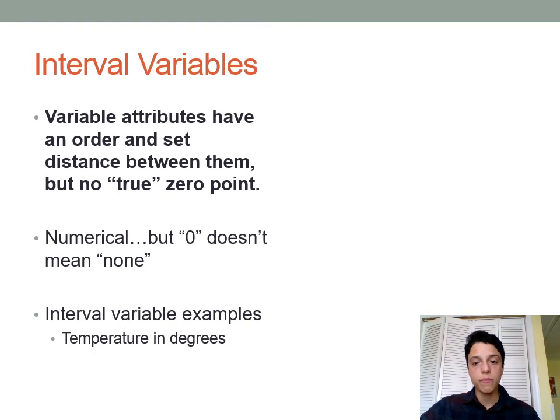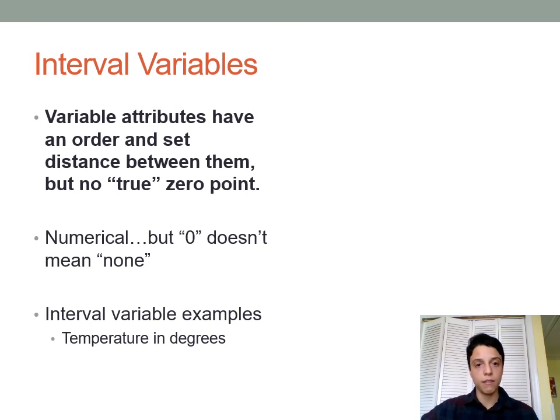So as an example, temperature in degrees. You can definitely put the attributes in order. So 10 degrees is colder than 20 degrees, which is colder than 50 degrees. There is a set distance between them, so the distance between 1 degree and 2 degrees is the same as the distance between 2 degrees and 3 degrees, which is the same as the distance between 58 degrees and 59 degrees. And you can test this by saying, can you do math with it? And sure, you can. 5 degrees plus 10 degrees, 15 degrees. It's a question that makes sense that you can do easily.